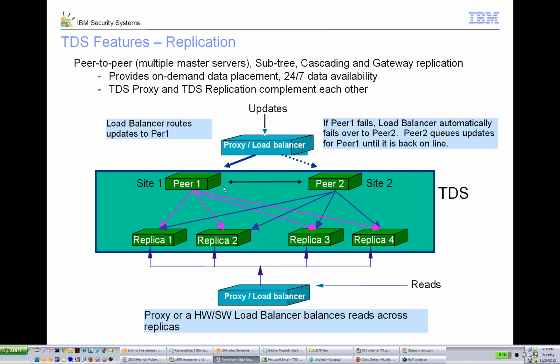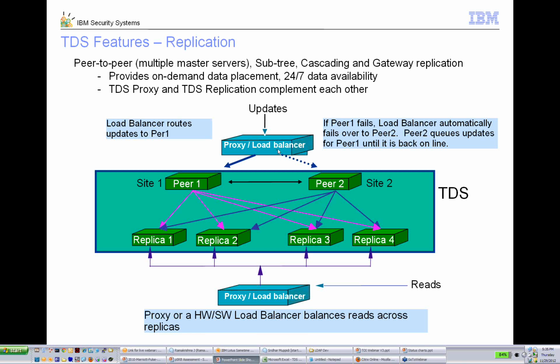In terms of read requests, if any of the servers goes down, you have other 5 servers to serve the request. So the job of the load balancer is to figure out which server to route the request to, based on whether it is an update or read request. Now, as I said, the load balancer could be a proxy as well, right? So that's how proxy and replication complement each other.